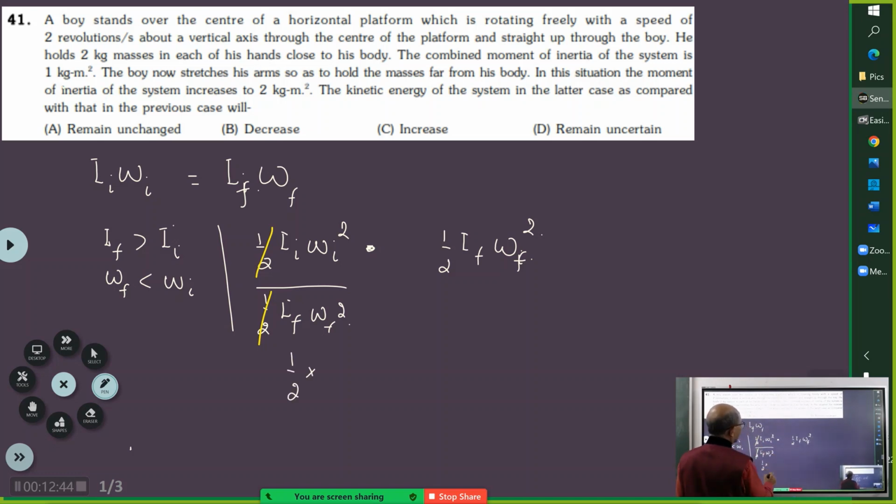And you have here omega_i and omega_f. What will happen to them? Omega_f will be less than omega_i, and here they are giving you the figures, half. So if the ratio is less than 1, the kinetic energy will decrease. Now, some of you are keeping quiet there. I hope you understood.